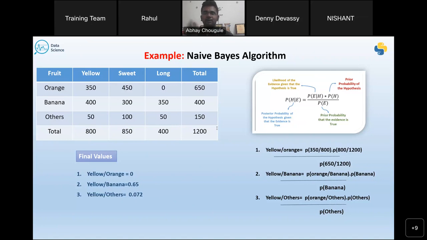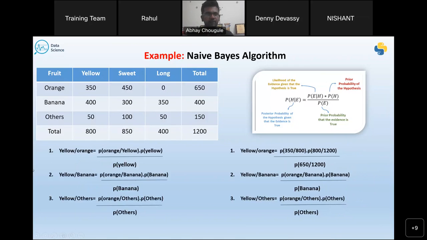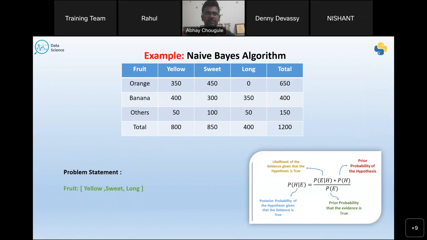So the maximum probability value is 0.65. Here the probability of banana, 0.65, will win, and your final answer will be banana. Because what is the question we have asked? Which fruit is yellow, sweet, and long? That comes under banana. Ethically, banana is long, sweet, and yellow. If I mention orange with some long values, definitely the output would change. So I have mentioned 0 here.